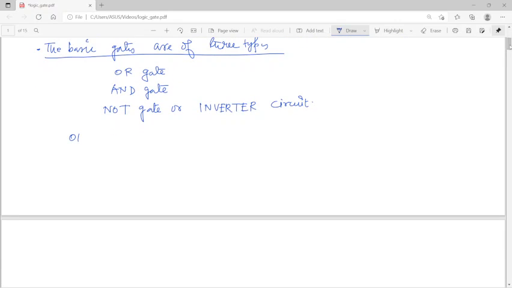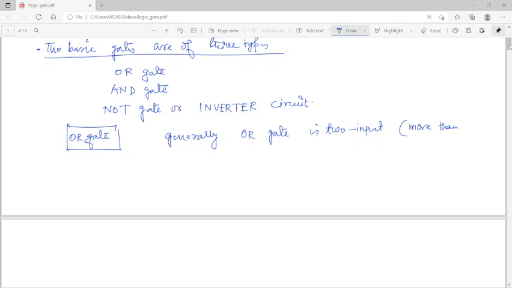First we will start discussing the OR gate. An OR gate generally has two inputs and one output, but more than two inputs are possible, with one output. Generally there are two inputs and one output.